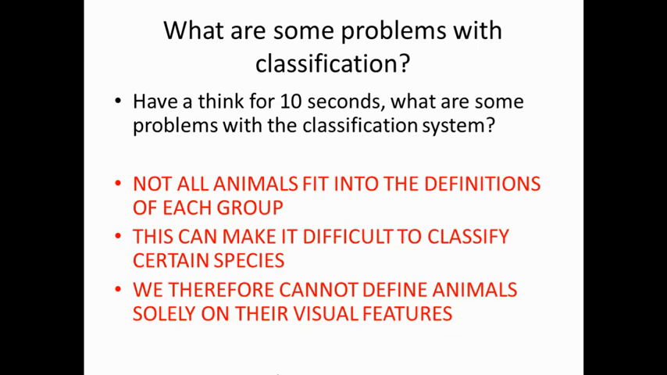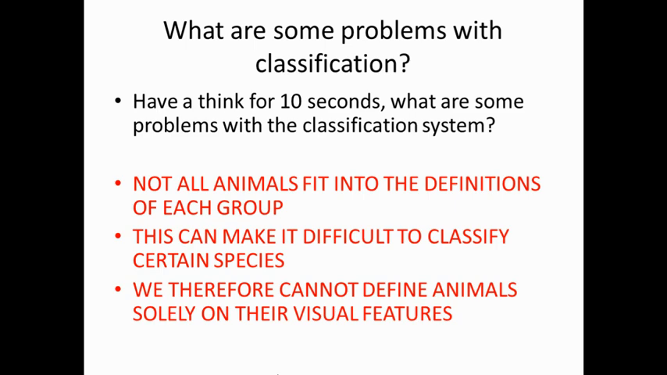Okay, so you could have said not all animals fit into the definitions of each group, like some of the ones we've discussed. This can make it difficult to classify certain species. We therefore can't define animals solely on their visual characteristics. Okay, so we start to go then by genetic stuff. Okay, so it's not just how they look.